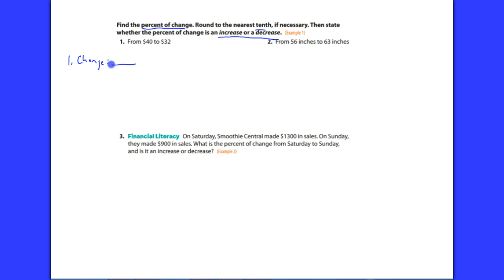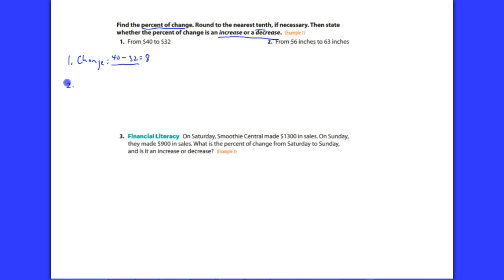Okay, and write this down just like that. You want to figure that out first. How much did this thing change? Well, you're going to subtract 40 minus 32, and that equals 8. So the change was 8.